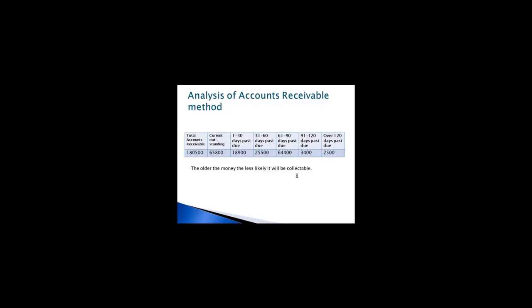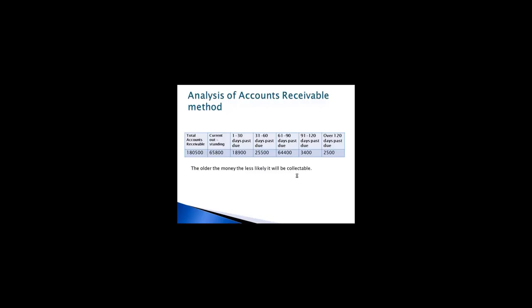We see our total accounts receivable is $180,500, and of that $180,500, $65,800 is current. In other words, not past due. These are sales that have been made in the past 30 days, assuming our credit terms are net 30. Accounts that are overdue are broken into those 1 to 30 days past due, 31 to 60 days past due, 61 to 90 days past due, 91 to 120 days past due, and those over 120 days past due. And we have balances in each of those categories shown here.